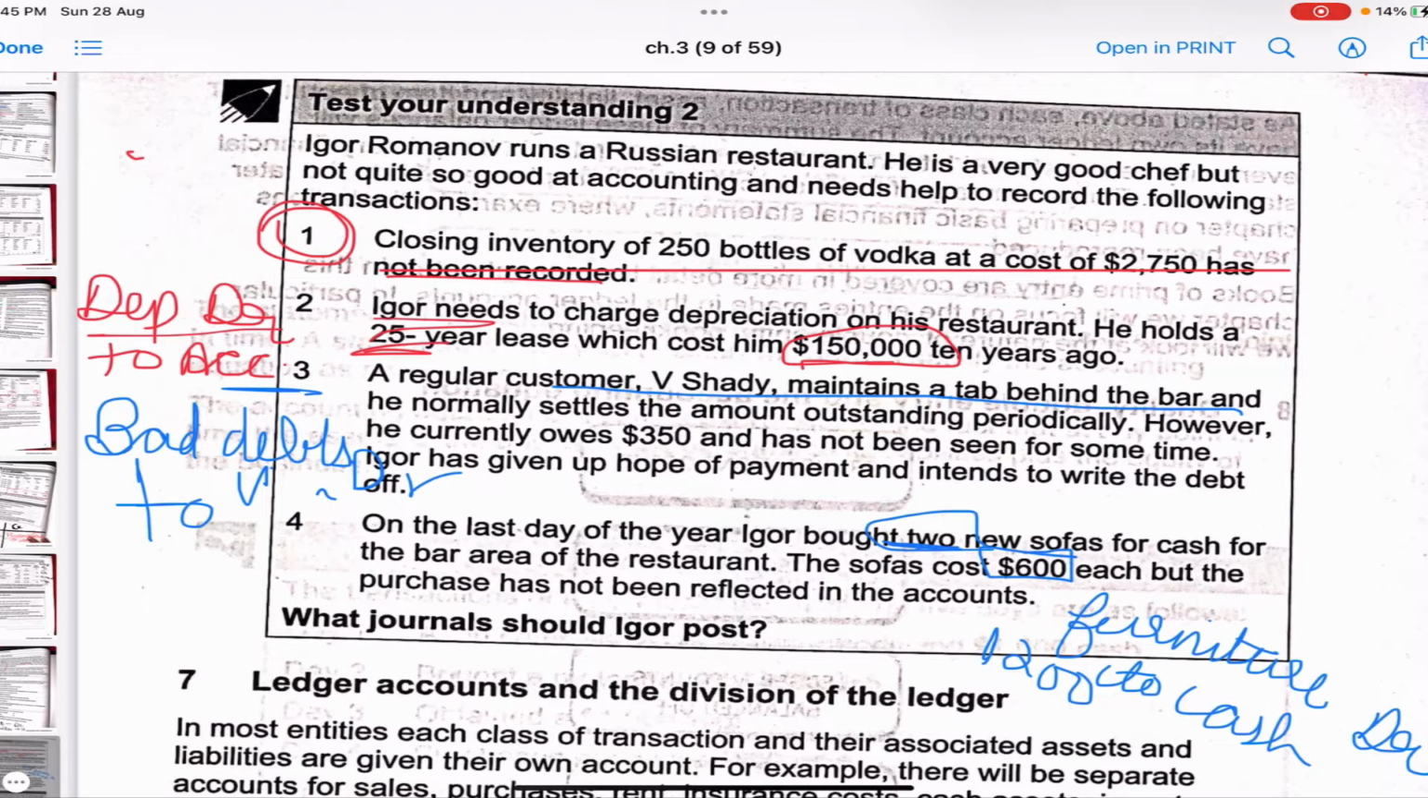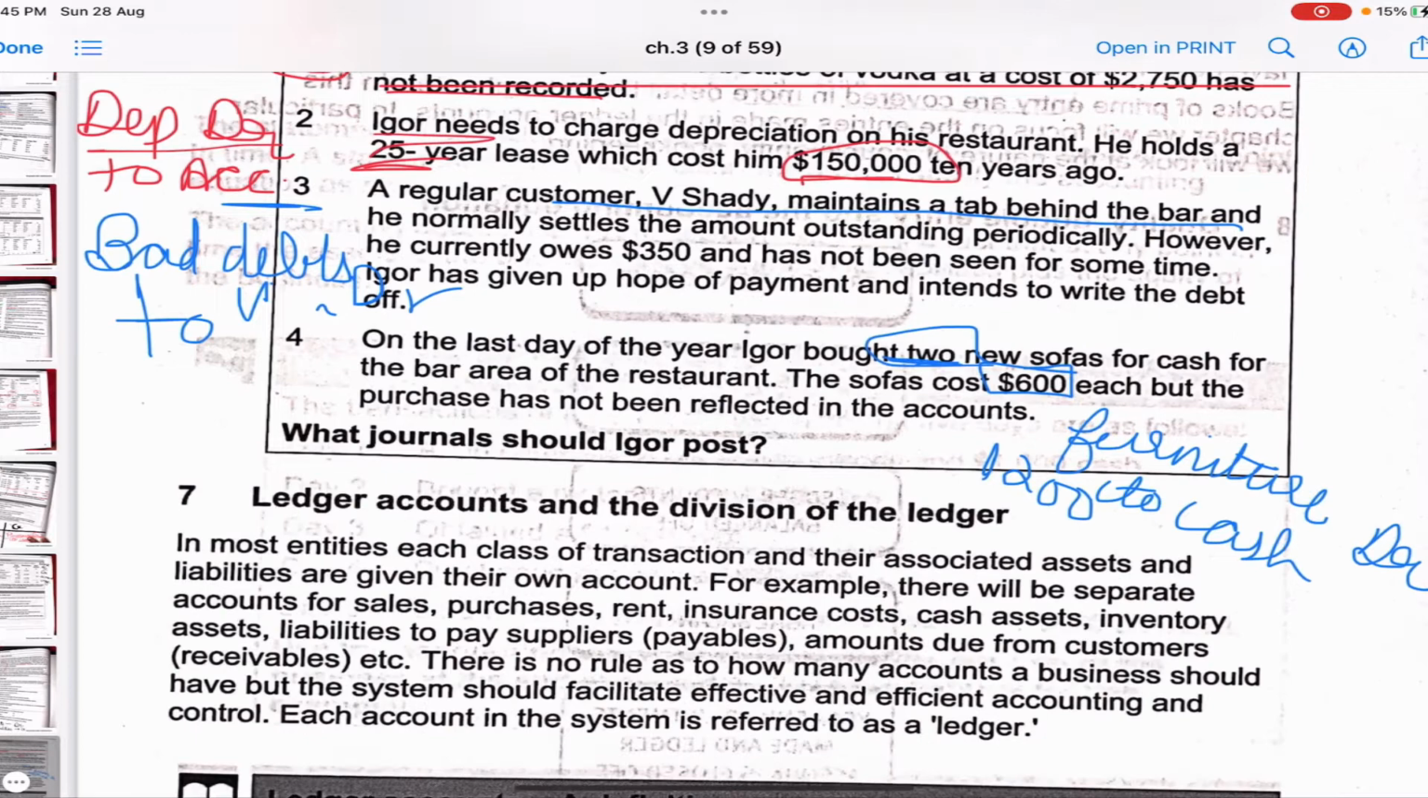A regular customer, V Shady, has not paid the money. When someone doesn't pay the money, it is known as bad debts. That is an expense to the business. Again, expenses are debited. On the last day, 2 new sofas. Sofas are assets. Furniture gets debited to cash.